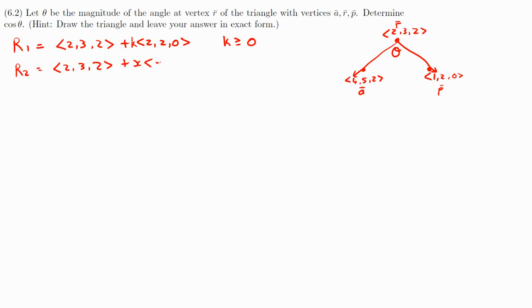1 minus 2 is minus 1. 2 minus 3 is minus 1. 0 minus 2 is minus 2. And this is for x greater than or equal to 0. Okay, so we take these directional vectors, and then we use that to work out the magnitude of theta.